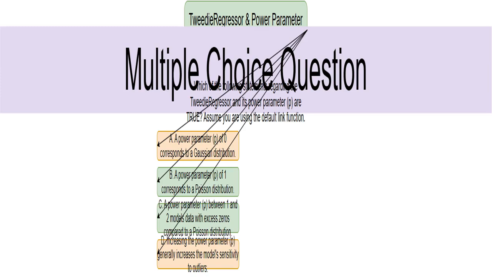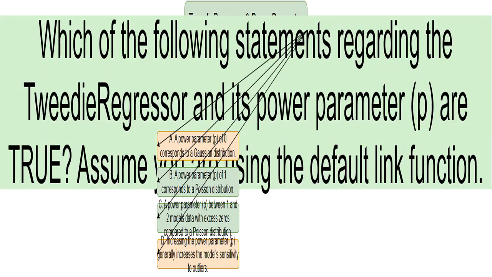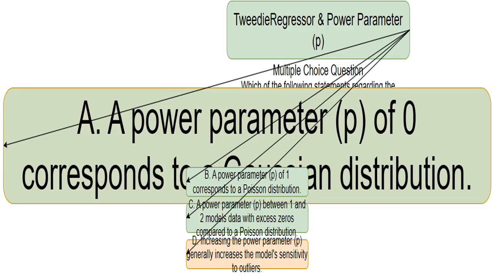This is a multiple-choice question testing your knowledge about TweedieRegressor and its amazing ability to handle various data types. The questions will help you verify your understanding of the Tweedie distribution's flexibility and its relationship to other distributions like the Gaussian and Poisson. While a p-value of 0 relates to a Gaussian distribution, we wouldn't use TweedieRegressor for that. We use a Gaussian regressor instead for Gaussian distributions. Think of it this way. Each type of distribution has a best-suited tool.